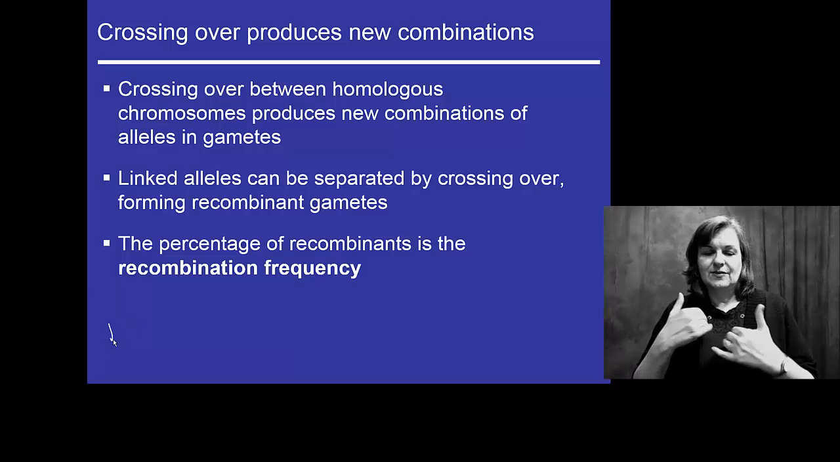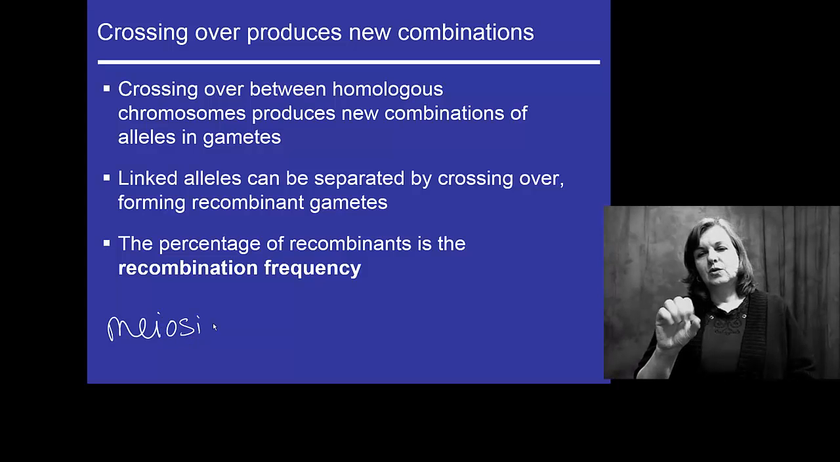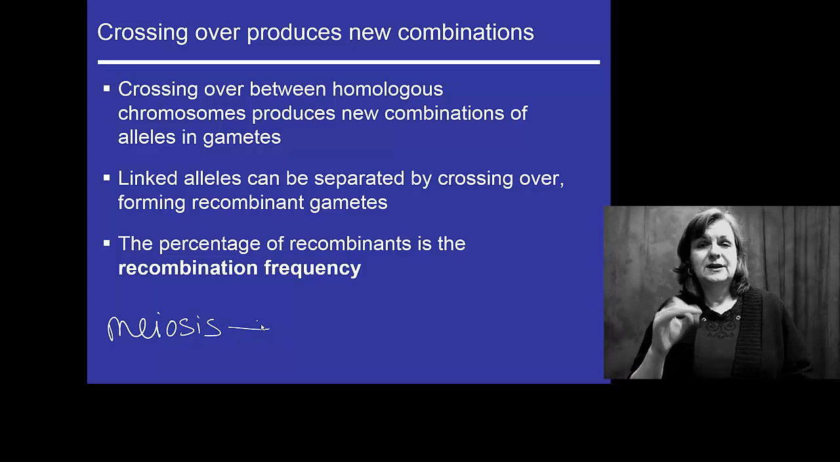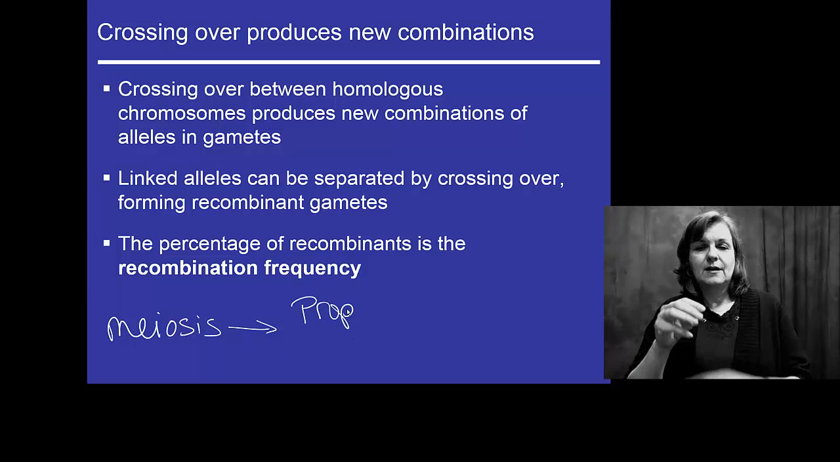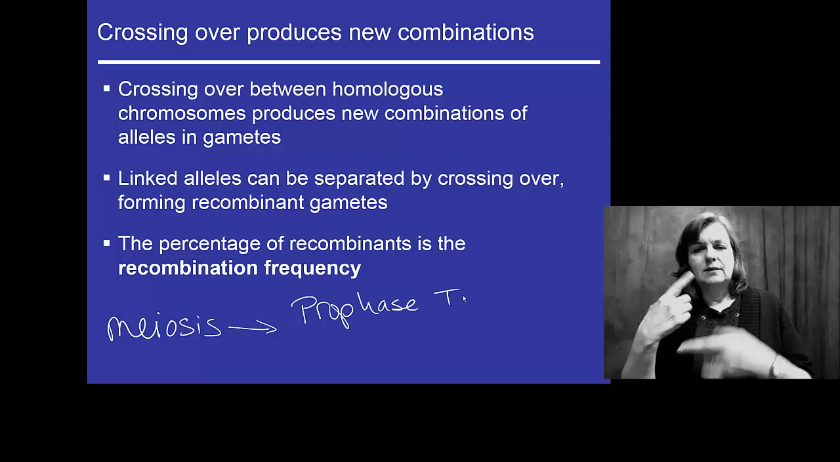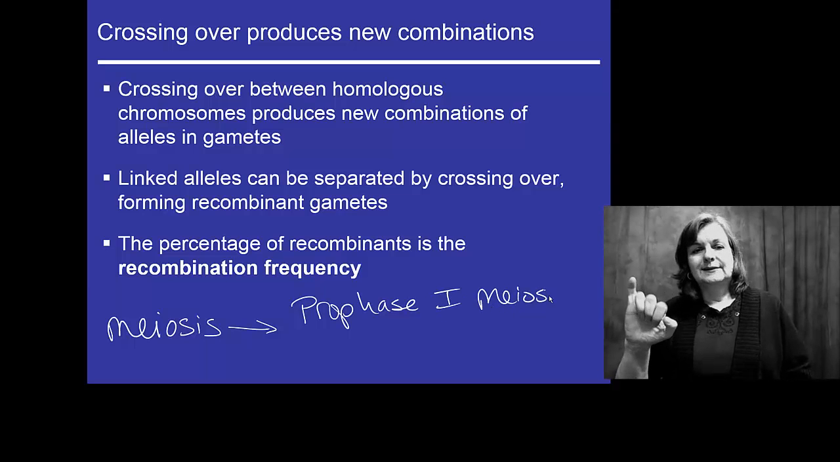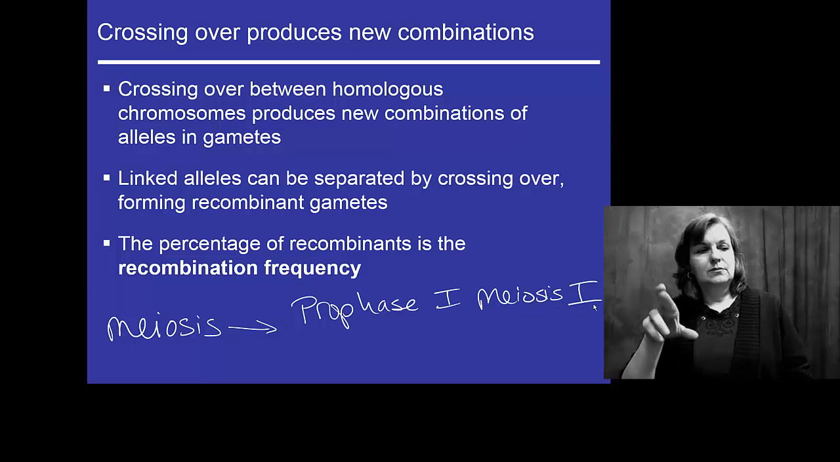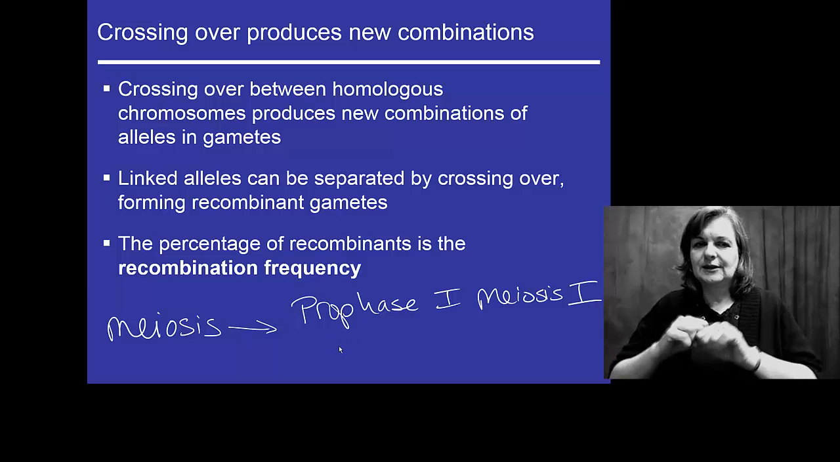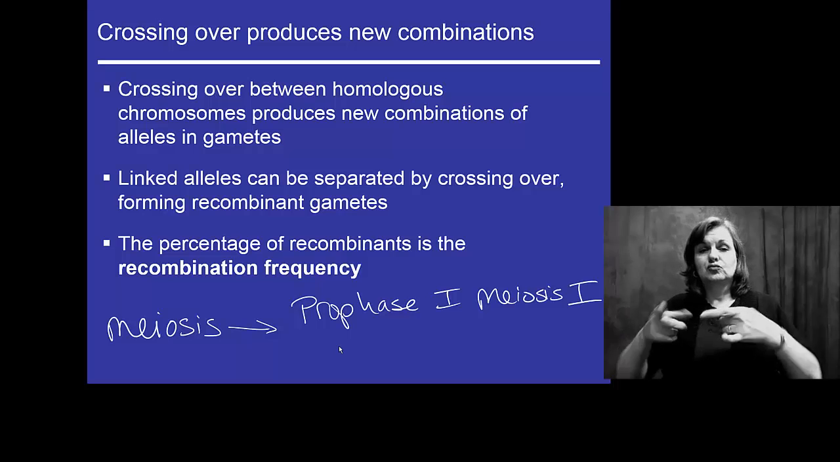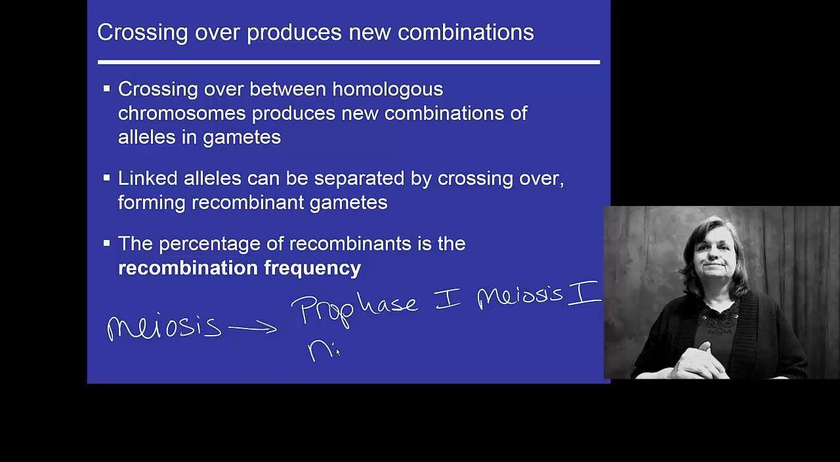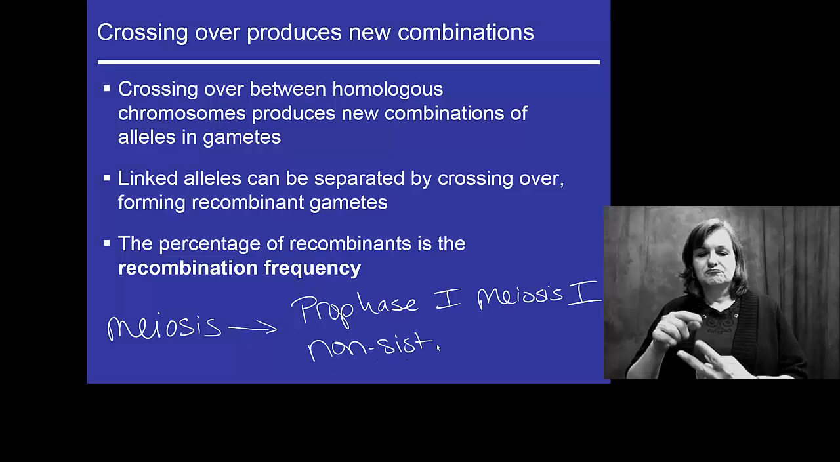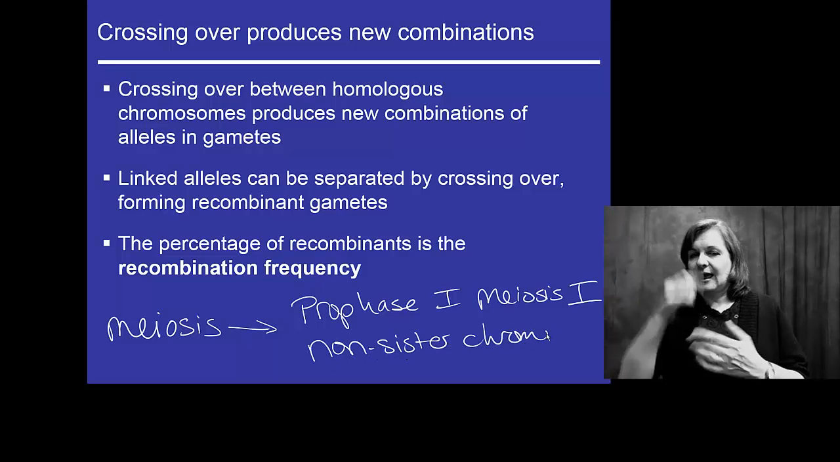Now, for those of you that were with us for our discussion of meiosis in previous lectures, crossing over occurs in prophase 1 of meiosis 1. So this is happening immediately. And what crossing over means is that we can look at the exchange of genetic material between non-sister chromatids.